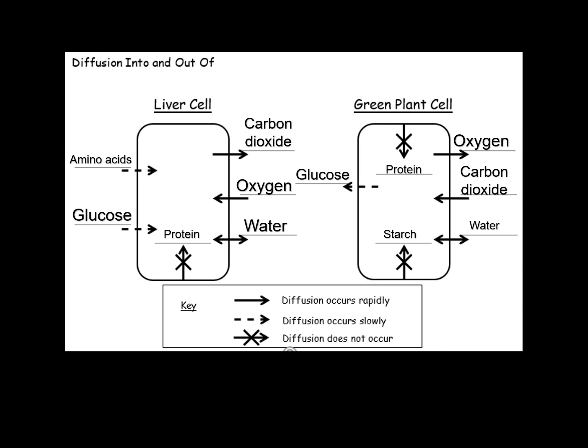For your green plant cell, your glucose is going to be able to go out of the cell, but it's going to be quite slow. Your oxygen is going to go out of the cell rapidly. Your carbon dioxide will come into the cell rapidly. Your water will go in and out of the cell. But your protein and your starch, they'll be too big, so they will not be able to diffuse. So now you know the differences between your plant and your animal cells, exchanges of gases and diffusion.